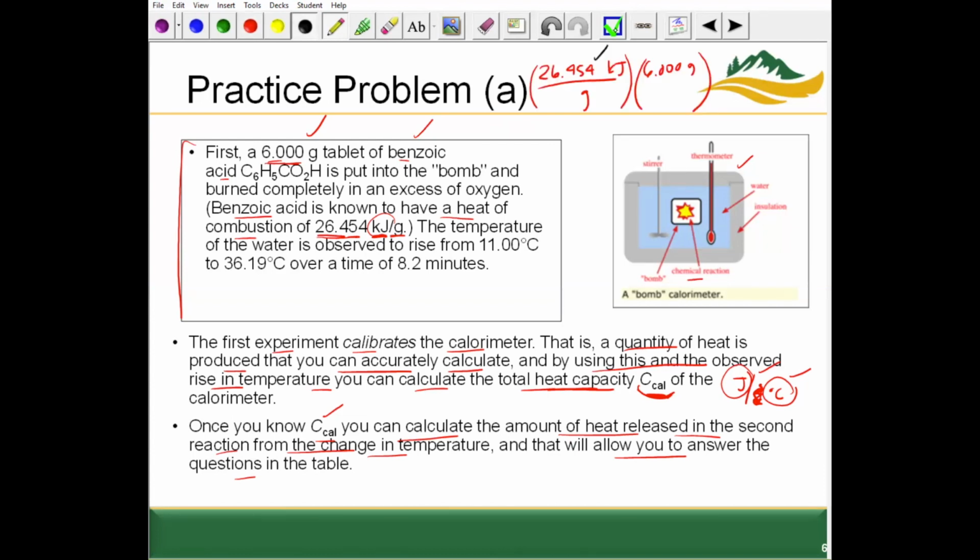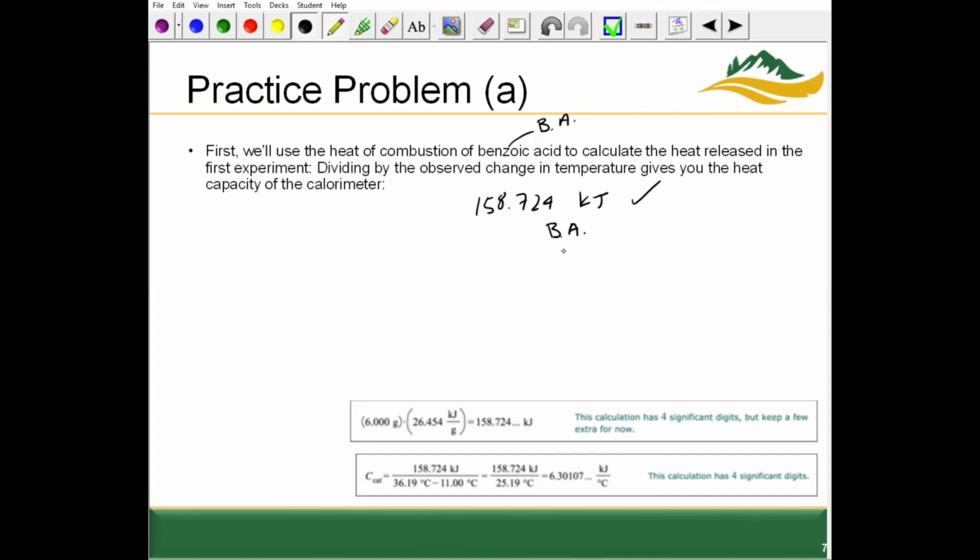So if we have the heat of combustion in kilojoules per gram, and we have 6.000 grams of benzoic acid, and this heat of combustion is specific to benzoic acid, we can set up the equation like this so that grams and grams cancel out. We want to know the accurate amount of kilojoules based on the true amount of grams we put into this vessel. This equals 158.724 just units of kilojoules at this point. So benzoic acid itself is responsible for releasing this amount of kilojoules.